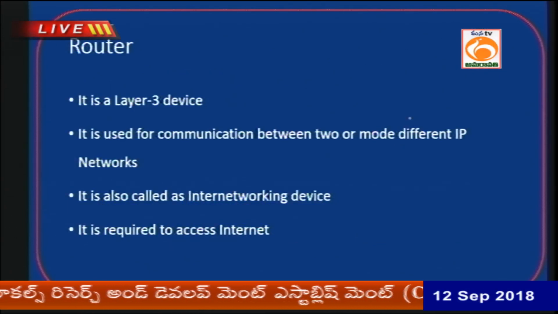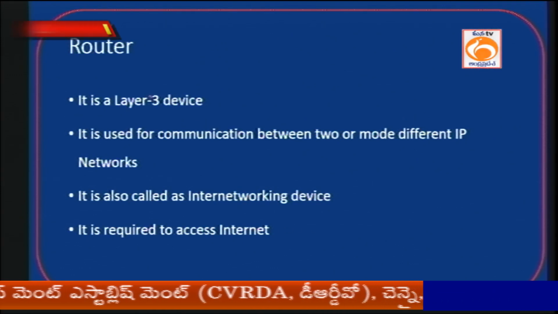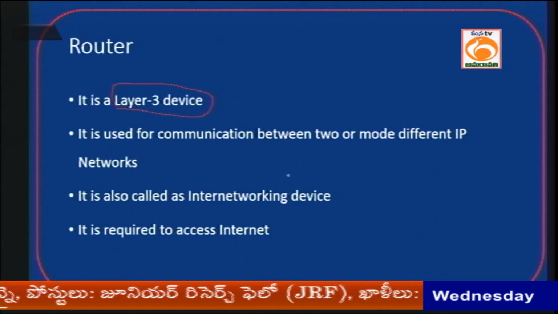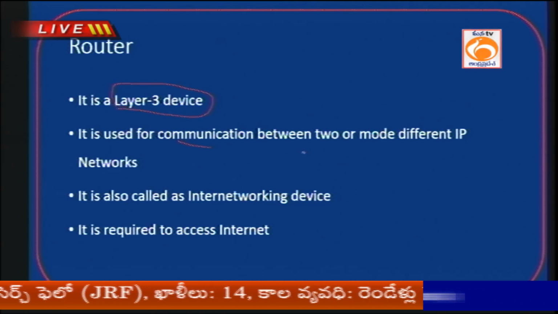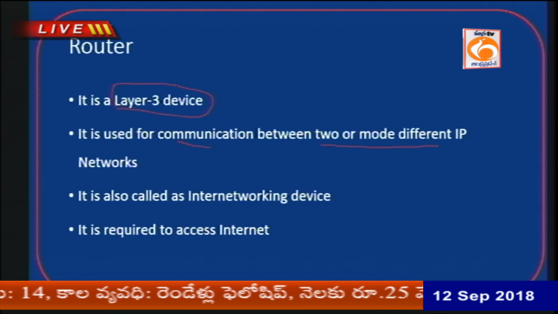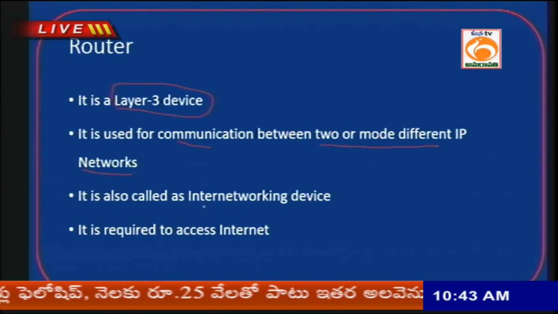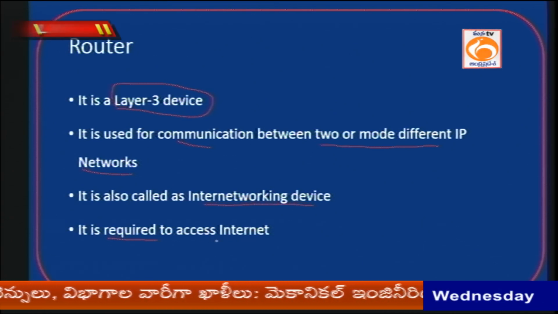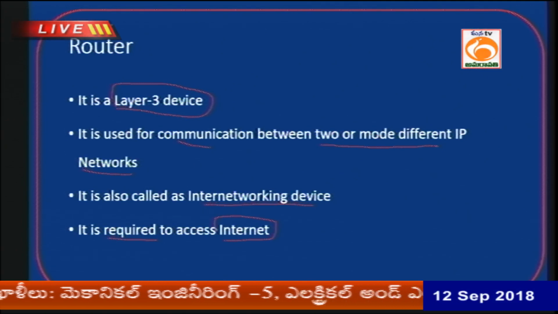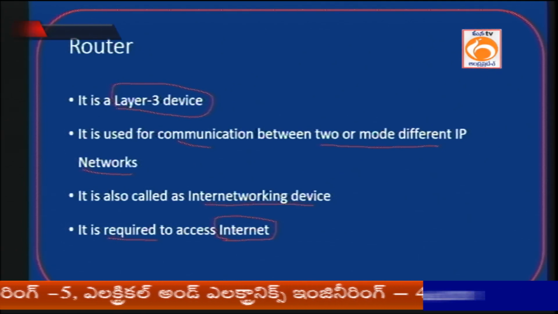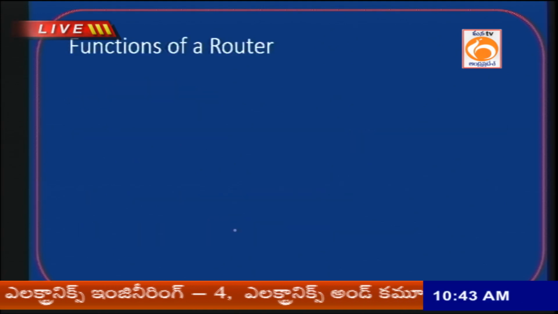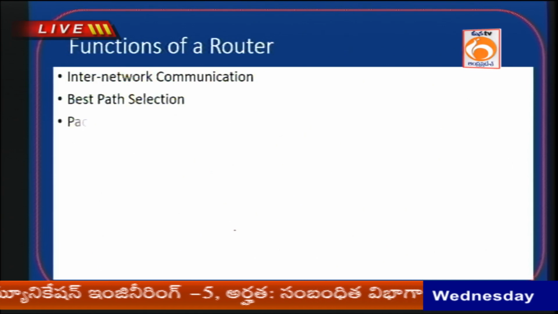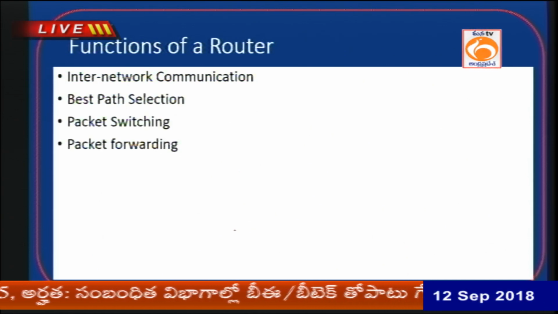And next we have the router, which is a layer 3 device, very important for internet and inter-network communication. We say it allows communication between 2 or more different IP networks. So, it is called an inter-networking device, and we must have this router to access the internet. Without a router, we will not be able to access the internet. So, functions of the router: inter-network communication, best path selection, packet switching, and packet forwarding.